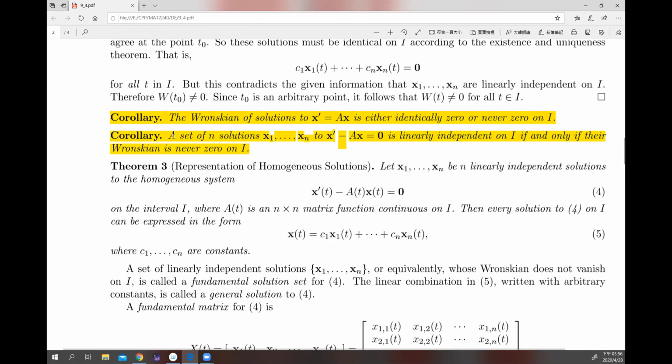So let's look at the second corollary. A set of n solutions, x1 to xn, to the homogeneous case, is linearly independent on I if and only if their Wronskian is never 0 on I. So here we can see that again, the condition that the Wronskian is never 0 is tied to linear independence. Let me say that again. You have linear independence if the Wronskian is never 0. And we will see that in a second with an example.